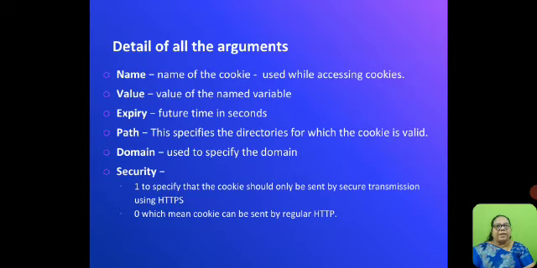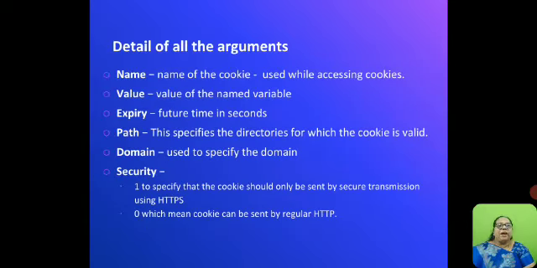First argument is name. Name of the cookie, used to access the value of the cookie. Next argument is value, that is the value of the named variable. Expiry, future time in seconds. Path, this specifies the directories for which the cookie is valid. Domain, used to specify the domain.